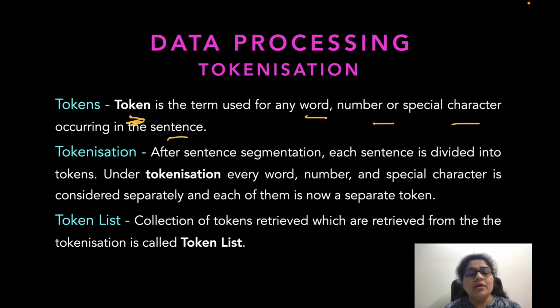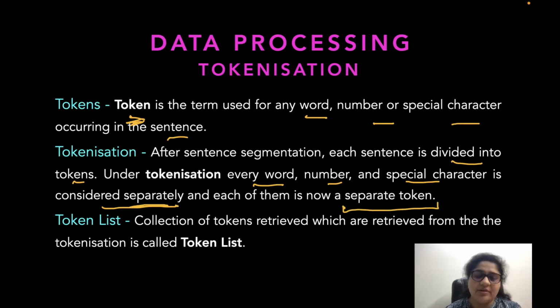Then what is tokenization? That is the core step. So what is done in tokenization? After sentence segmentation, each sentence is divided into tokens. What are tokens? We have already understood. Under tokenization, every word, number and special character is considered separately. Notice here, separately. And each of them is now a separate token.